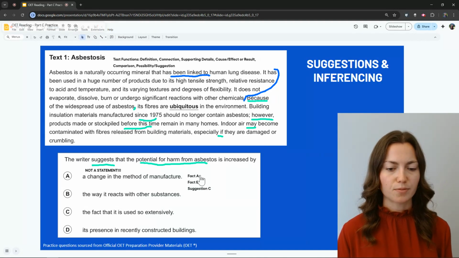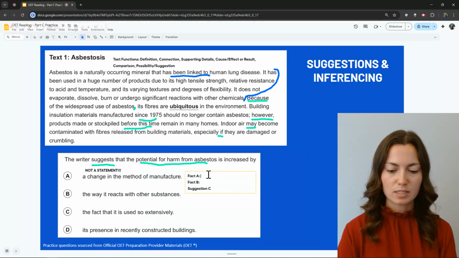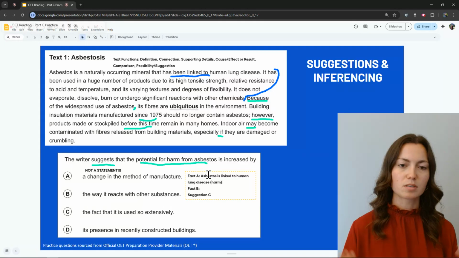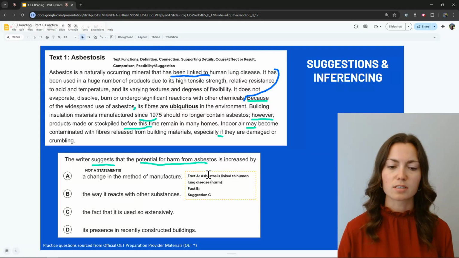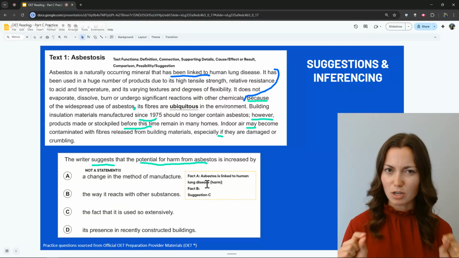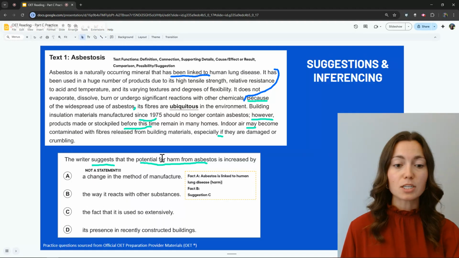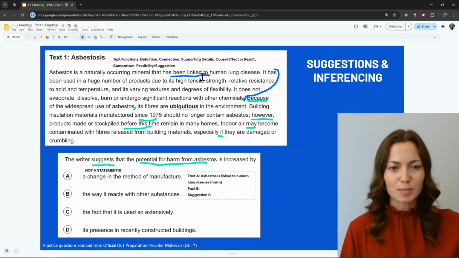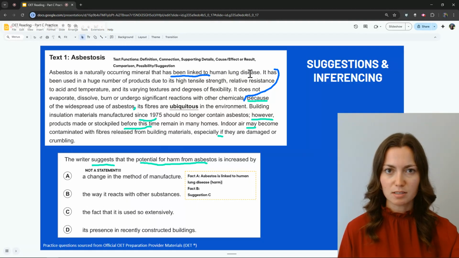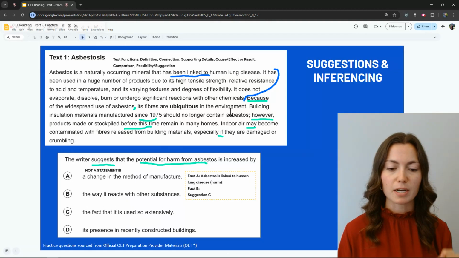Let's go back here. Fact A. Simply put, asbestos is linked to human lung disease. In other words, harm that could cause. That's a type of harm and it's specified there. That's often the case where we see potential for harm, general language, specific example of harm, human lung disease given in the text. So that's one strategy to keep in mind.